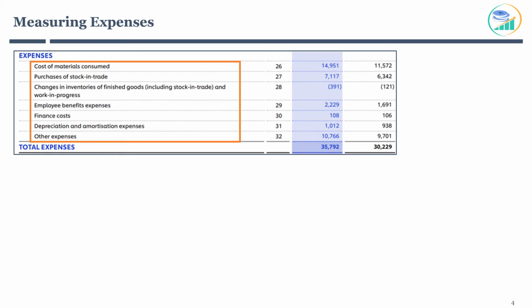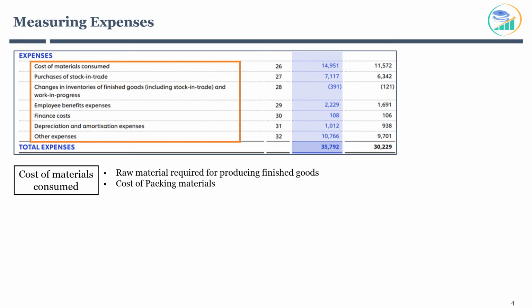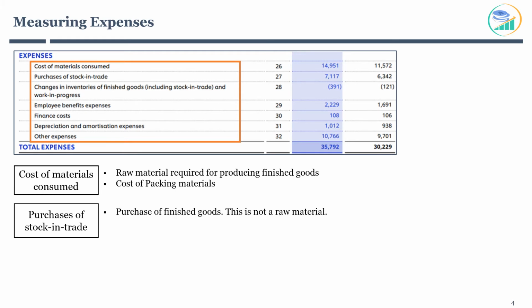Let's start with cost of materials consumed. It is the expense associated with raw material required for producing finished goods and cost of packing materials. Next, purchases of stock in trade. It is the expense associated with purchase of finished goods. For example, an automobile company purchases steel and tires for making a car.